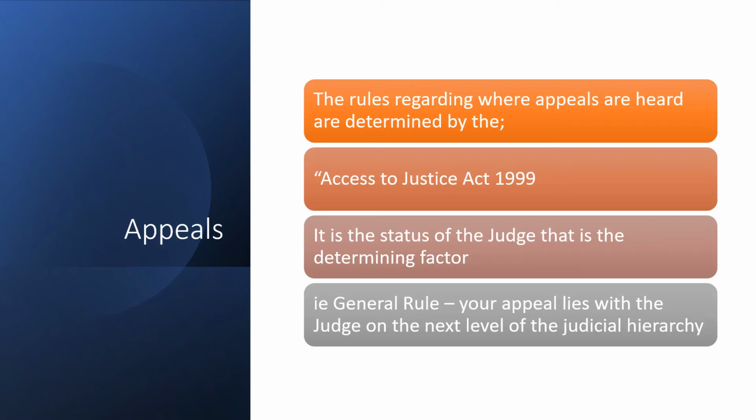So in terms of appeals then, the rules regarding where appeals are heard are determined by the Access to Justice Act of 1999. Now this was created when Lord Woolf reformed the civil justice system. So he produced a report and an act was created, the Access to Justice Act of 1999, and in particular this set out the Civil Procedure Rules and sped up cases, created a track system, so it did speed up and improve the civil court process.